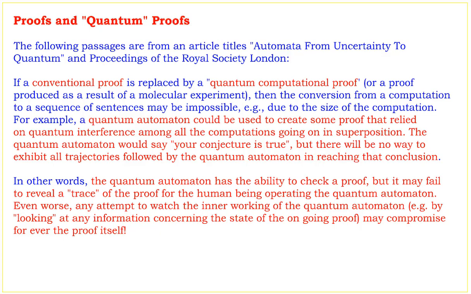For example, a quantum automaton could be used to create some proof that relied on quantum interference among all the computations going on in superposition. The quantum automaton would say your conjecture is true, but there will be no way to exhibit all trajectories followed by the quantum automaton in reaching that conclusion. In other words, the quantum automaton has the ability to check a proof, but it may fail to reveal a trace of the proof for the human being operating the quantum automaton. Even worse, any attempt to watch the inner working of the quantum automaton, for example by looking at any information concerning the state of the ongoing proof, may compromise forever the proof itself.